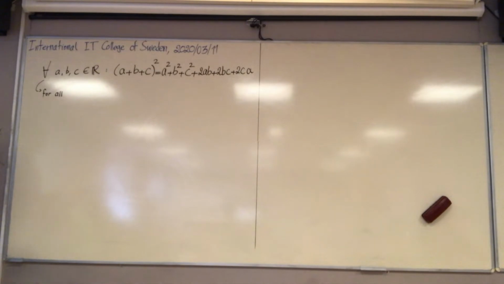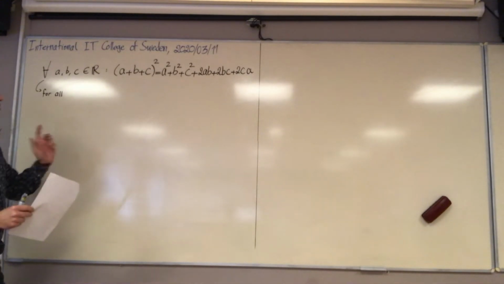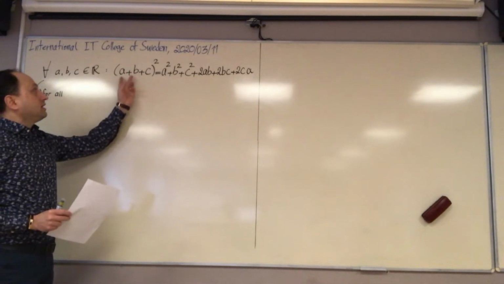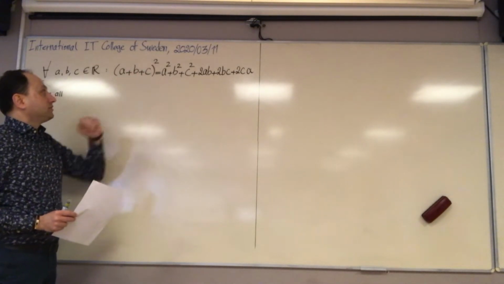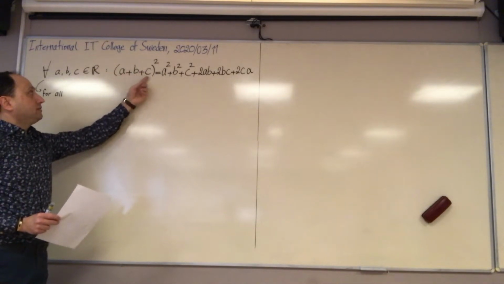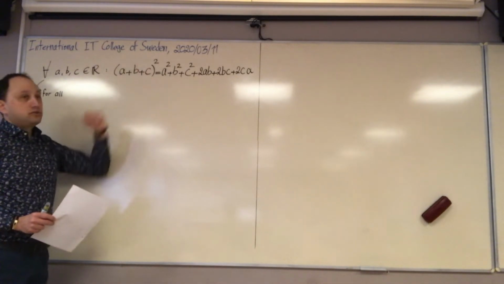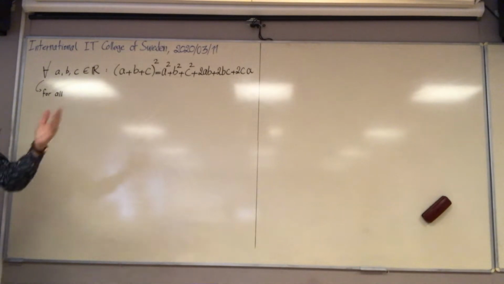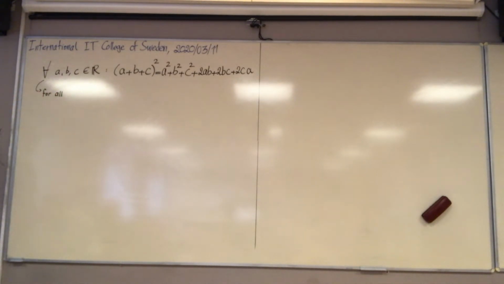So you remember, the quadratic rule was useful when we want to raise a binomial to the power of 2. Here we have a trinomial, so I have 3 terms added together and I want to square it. So this is the new identity that I want you to at least get familiar with.